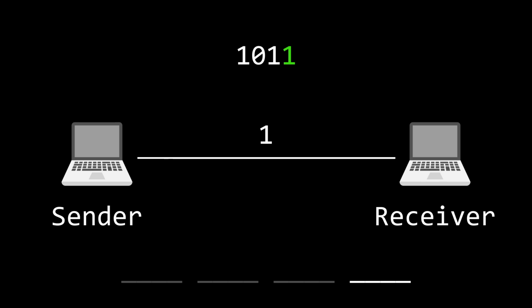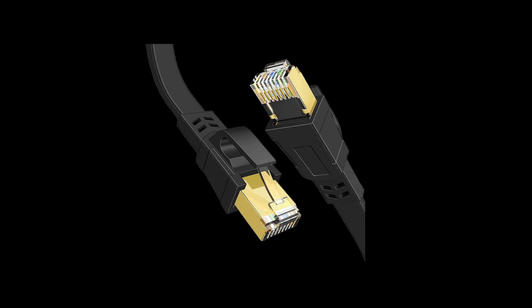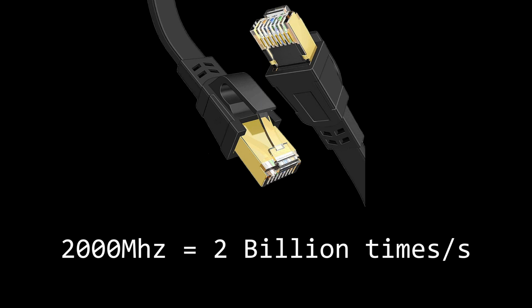Now after 4 seconds, the receiver successfully received 4 bits of data. This means we have successfully transferred the decimal number 11 through the wire using the binary number system. You now know how to transfer data using only a wire and the binary number system. Today things are a bit more complicated due to error checking and the high frequencies that are used. For example, a modern Cat8 network cable uses a frequency of 2000 MHz, meaning 2 billion times per second.